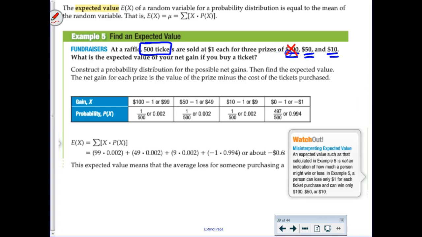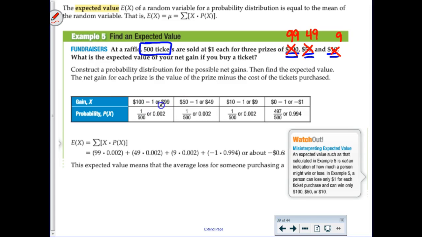Now, did you actually win $100? No, you actually won $99. Why? Because you bought the ticket. And then are you actually going to win $50? No, you're really going to win $49. And same thing here, you're going to win $9. So, what they have here, they put it into a table. We're just going to set it up as a numeric expression when we do ours.